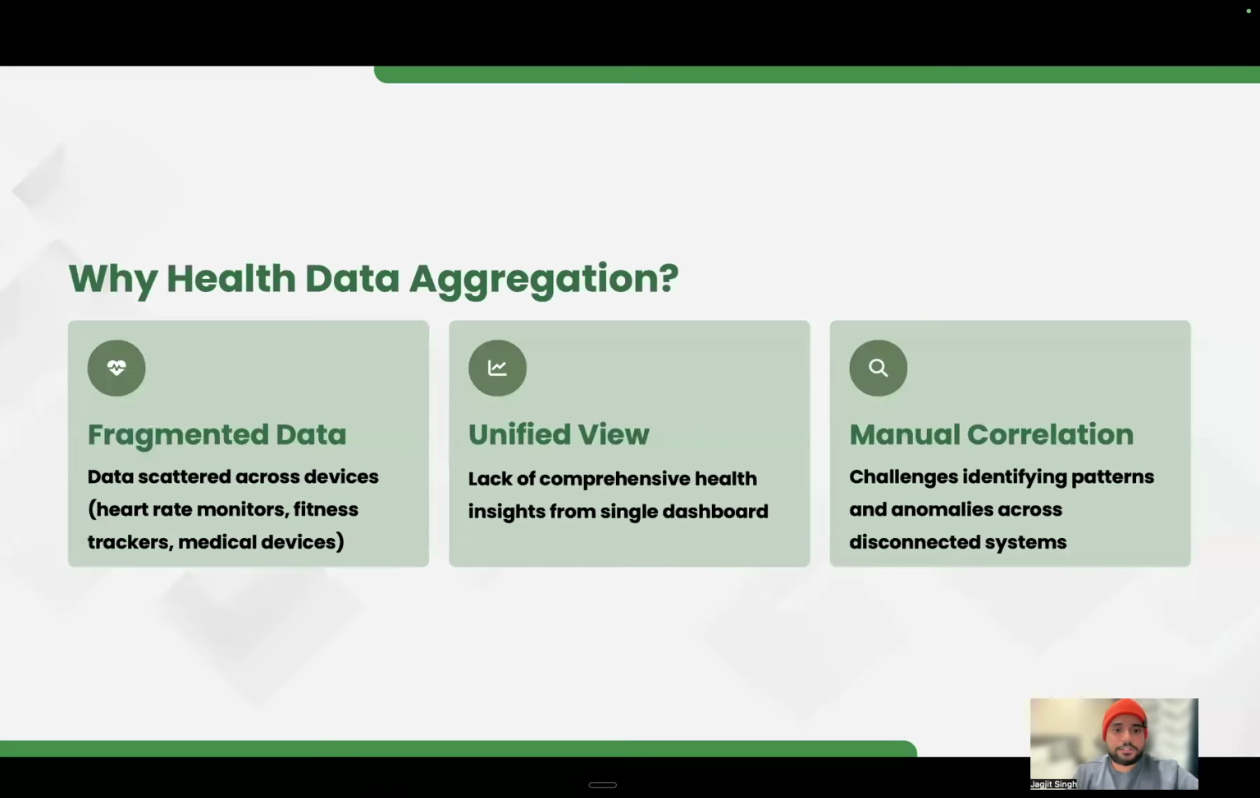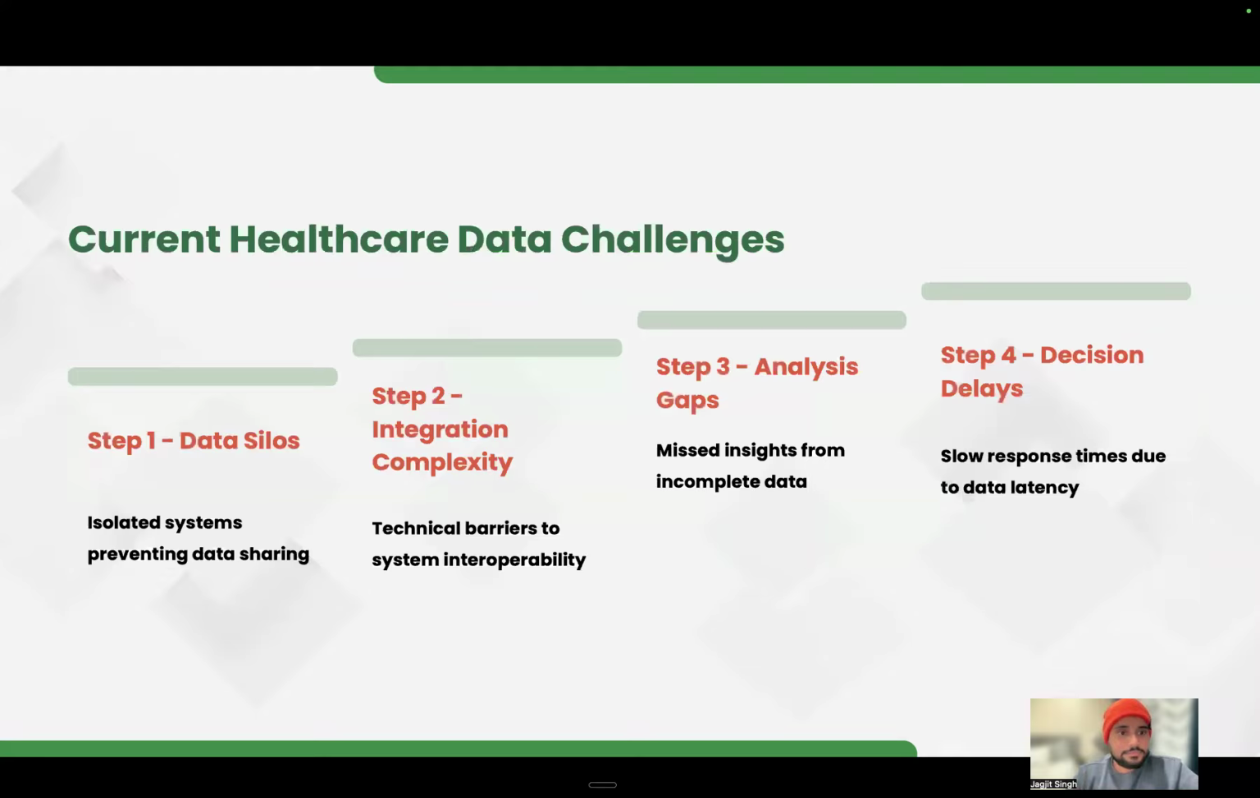For this weekend hackathon, I picked the data health aggregator. My inspiration behind this product was that there is so much fragmented data sitting on our wearable tech, and we do not have a single unified view that gives us an overview of all this data, and we have to manually correlate this data all the time, which gets really hard.